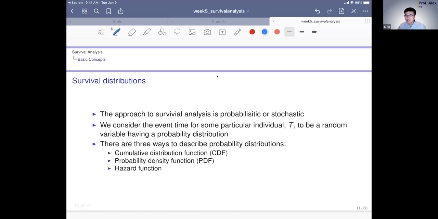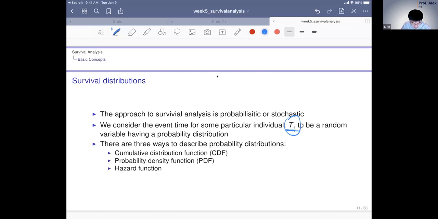So the approach that we're gonna take is to just think of this time period, T. Okay, so this T is the amount of time they spend on playing the game from the beginning to the end, or the amount of time people survive after taking that medicine, or the amount of time between the loan originating and the loan defaulting. Okay, so that's the duration that we want to estimate. So we just treat this as a random variable. Okay, and any random variable would have a probability distribution.